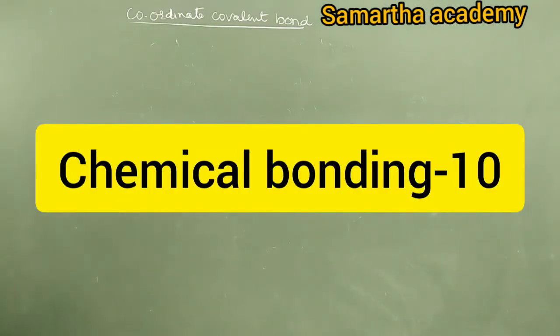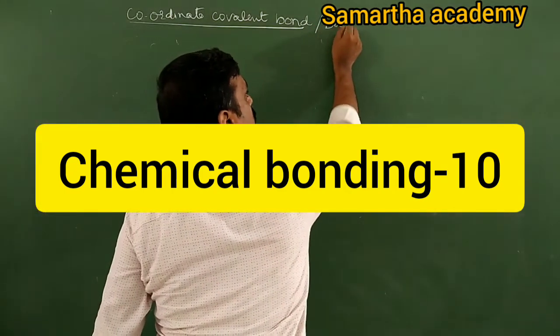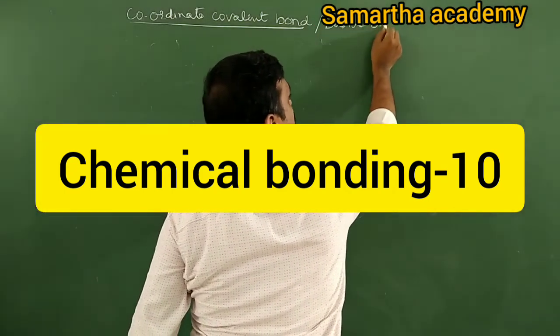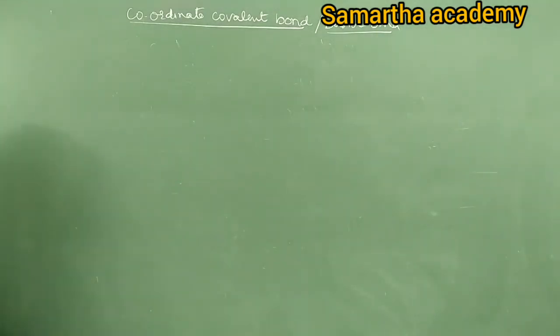Come on, tell me. What is coordinate covalent bond? It is also called which bond? Dative bond. So what is coordinate covalent bond? The bond which is formed by donation of a pair of electrons by one of the joining atoms, isn't it? The bond which is formed by the donation of a pair of electrons by one of the joining atoms is called coordinate covalent bond. Do you know what is the difference between covalent bond and coordinate covalent bond?